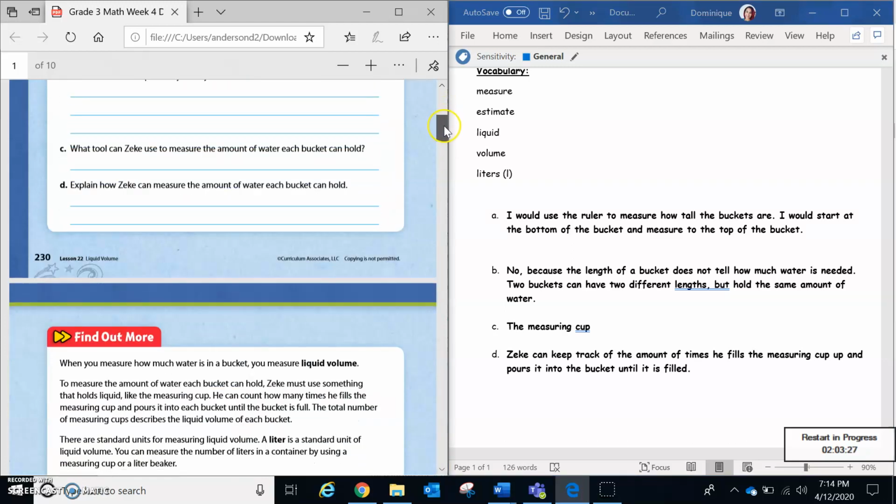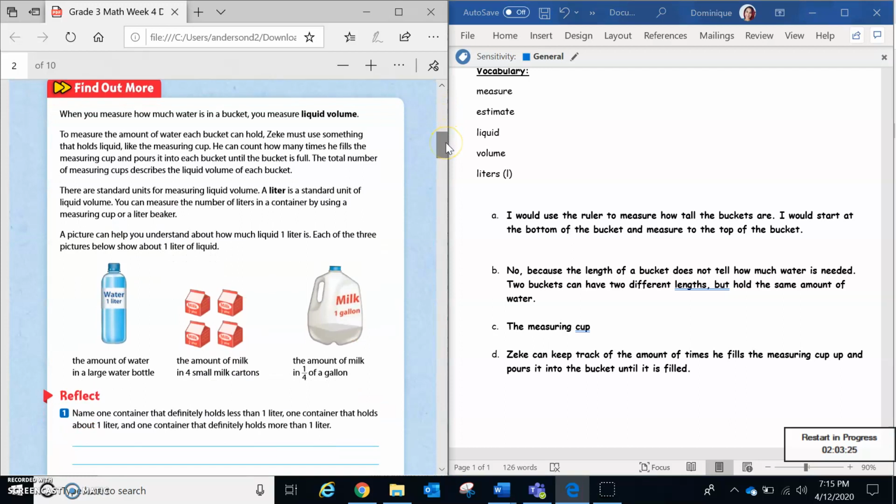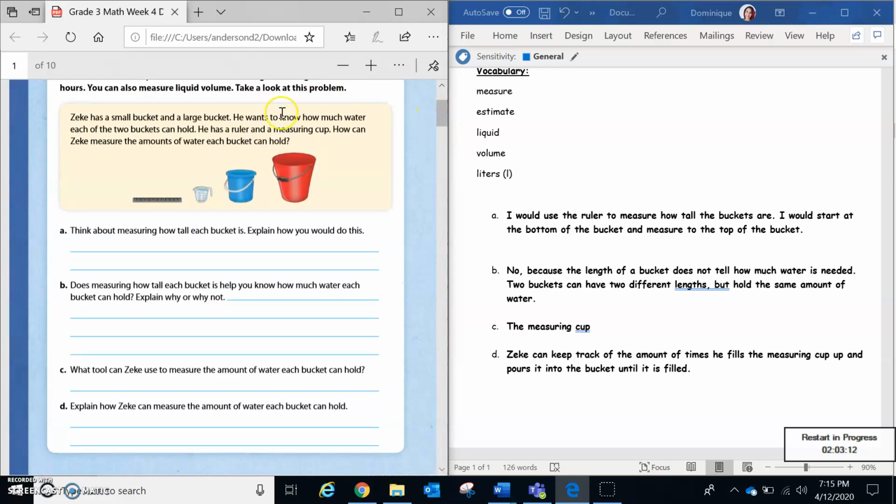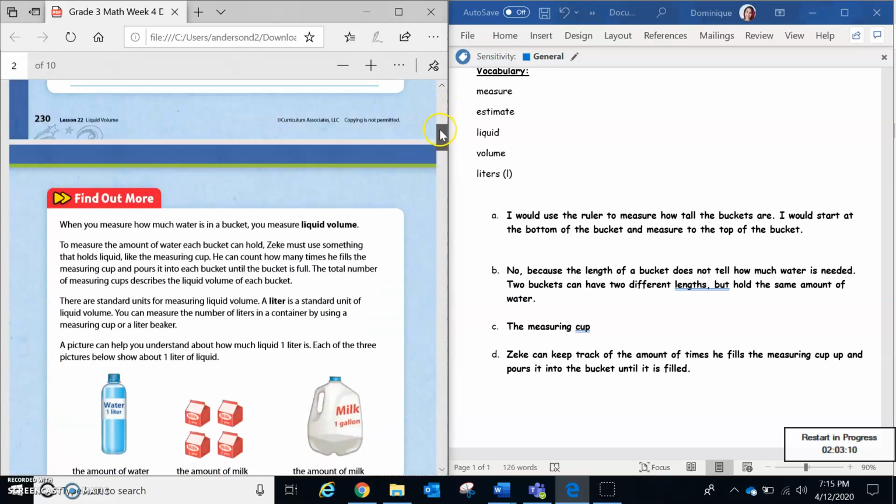Let's move on. All right, let's do some reading. It says, when you measure how much water is in a bucket, you measure liquid volume. So again, when we're talking about how much water you put into these buckets, we call that liquid volume, okay?